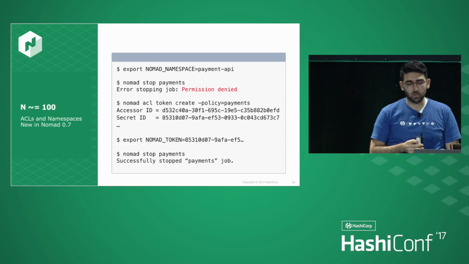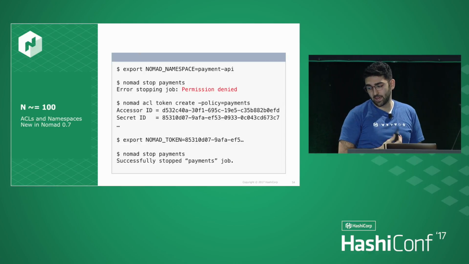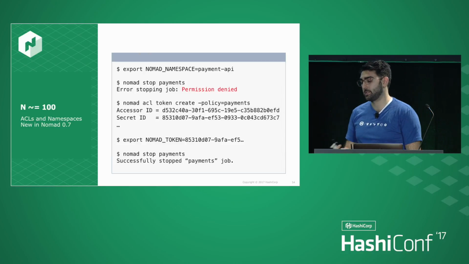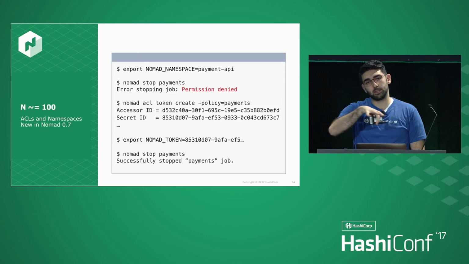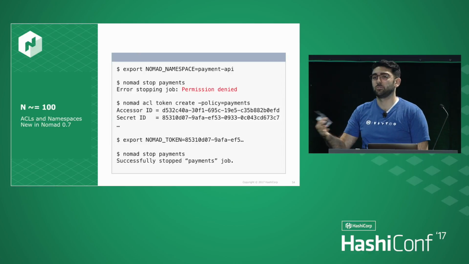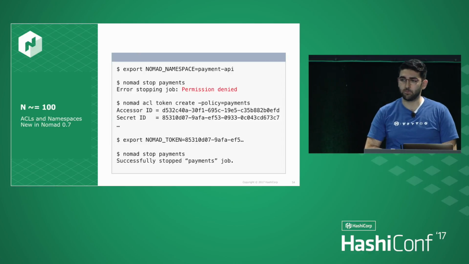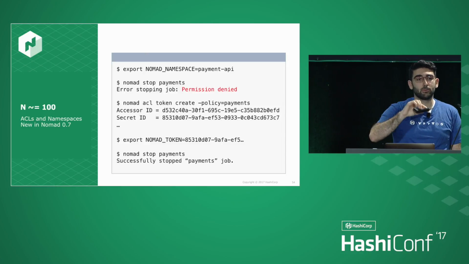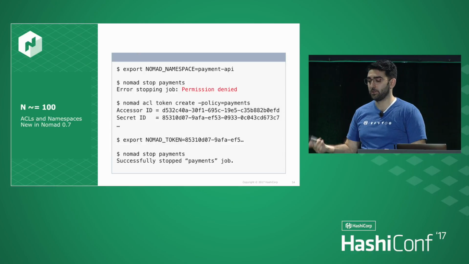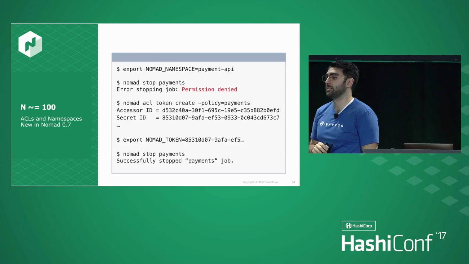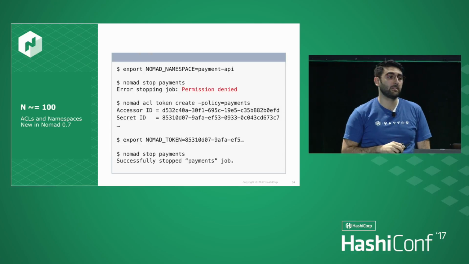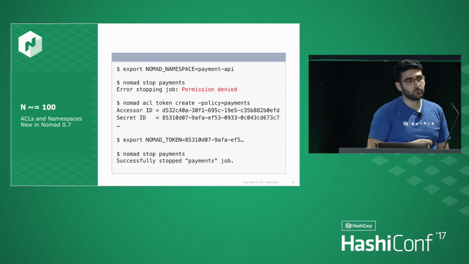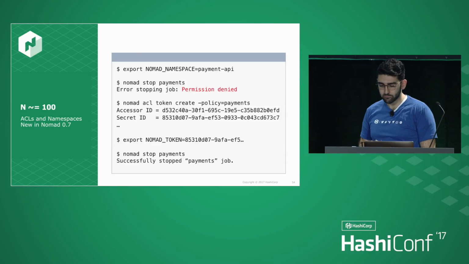So let's say you are a good actor and you actually want to stop the job because it shouldn't be running. What you can do is token create with that policy, and it'll print out the accessor and secret ID. The accessor ID is not sensitive. It allows you to see the policies associated with the token. But the secret ID is. So if you set the Nomad secret ID and then run Nomad stop, Nomad realizes that secret ID gives you permission to that namespace with the right policy, and allows you to stop and interact with the job.